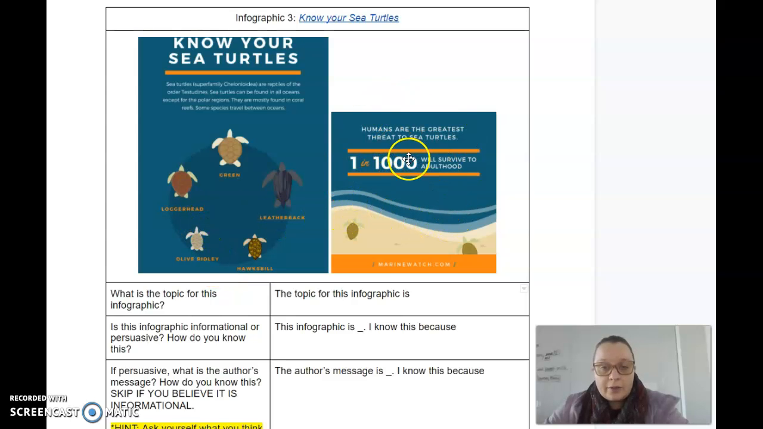And then this is the second part of the infographic. Humans are the greatest threat to sea turtles. 1 in 1,000 will survive to adulthood. And then we scroll all the way down here and we can see that the author is marinewatch.com. So let's go through our questions. What is the topic for this infographic? The topic for this infographic is sea turtles.